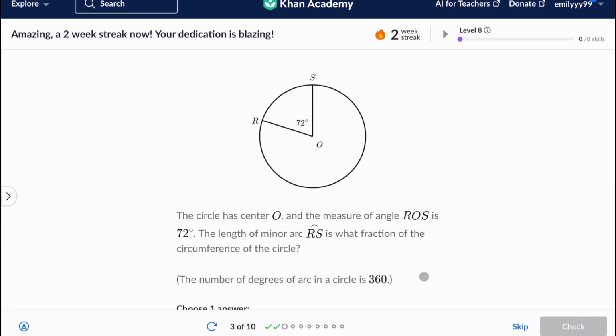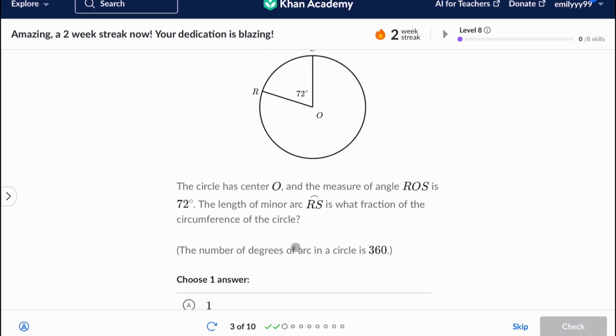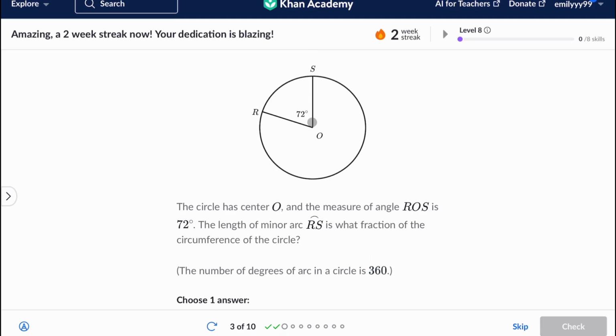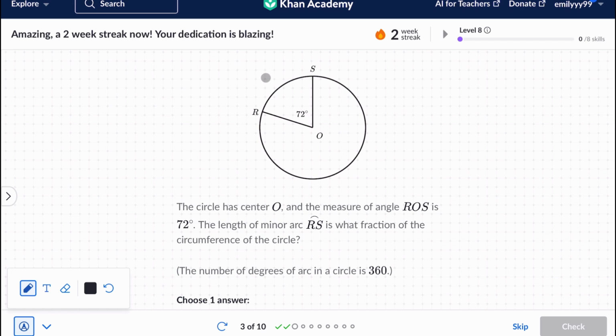The circle has center O, and the measure of angle ROS is 72 degrees. The length of minor arc RS right here is what fraction of the circumference of the circle? Okay, so we know that a circle is 360, and we know that this is a central angle, which means that the angle measure is equal to the arc measure. So RS is 72. I can write that there. And so we want to find out what fraction of the entire circle this is.